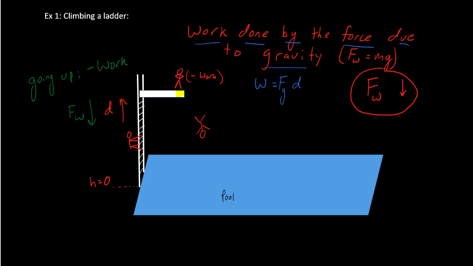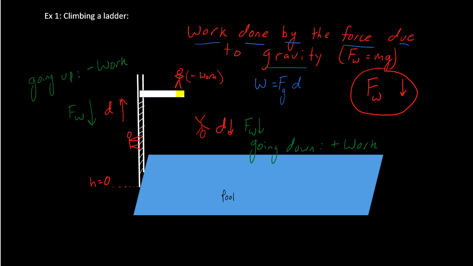Well, now the displacement is downward and the force due to gravity is downward. Here, going down, that is positive work. Gravity does positive work on the kid. And that makes sense because the kid is gaining energy. They're speeding up. By the work energy theorem even, their kinetic energy would be increasing, going faster and faster.